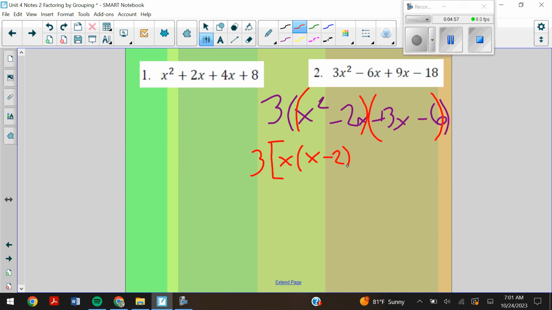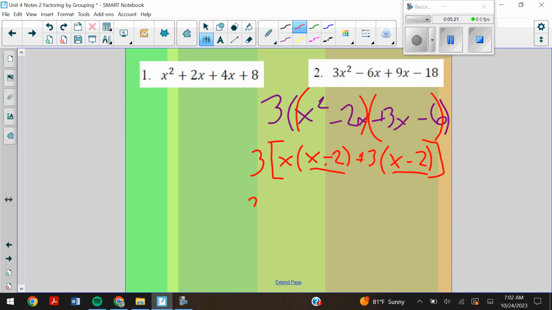And so there, my greatest common factor is a positive 3. And I get leftover of x minus 2. And then I've got to put a bracket at the end. Okay, our next step is to make sure our leftovers in parentheses match. They do in this case, that's great. If they ever don't, usually it just means you didn't factor one of them fully.